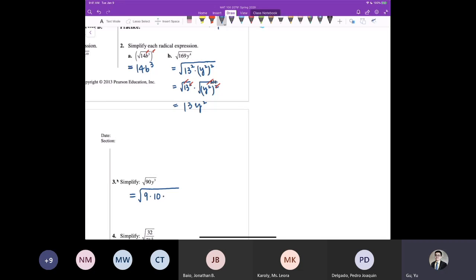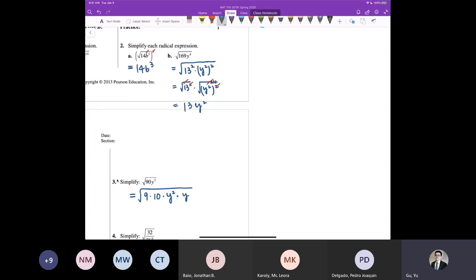And then let's deal with the variable part. Variable part is y cubed. Y cubed, how do you break it into a perfect square? Well, we have y squared, that's a perfect square. So you have to do a y squared. If I have a y squared, what do I need to multiply additionally in order to get y cubed?